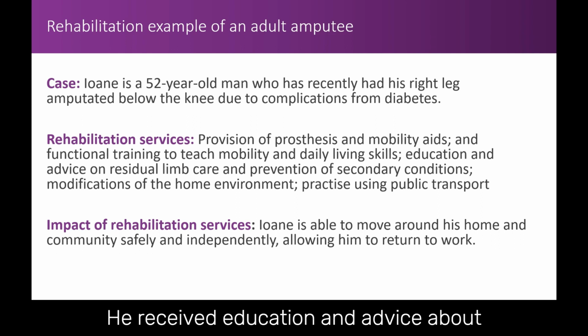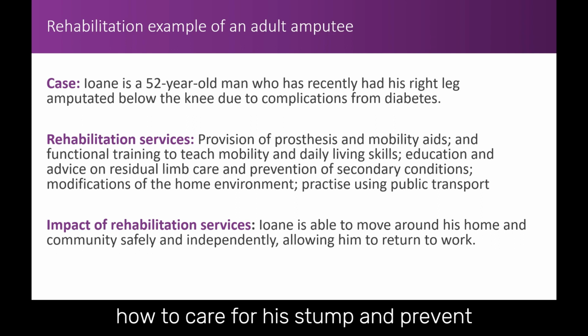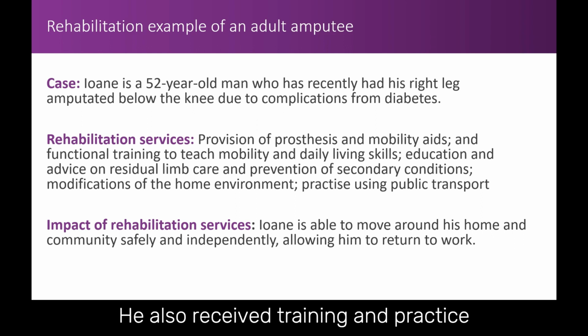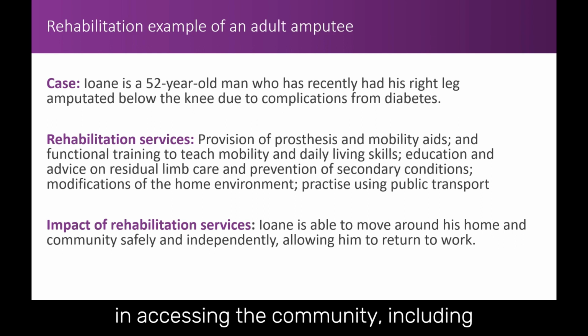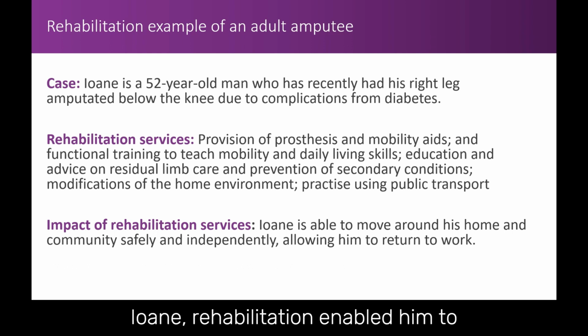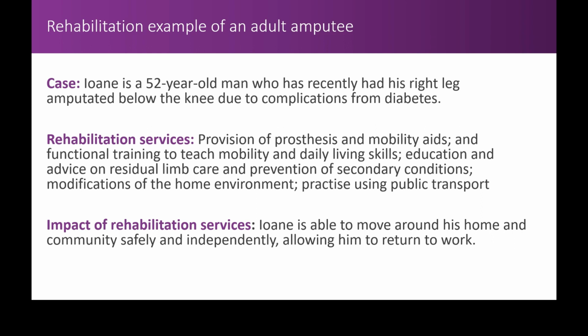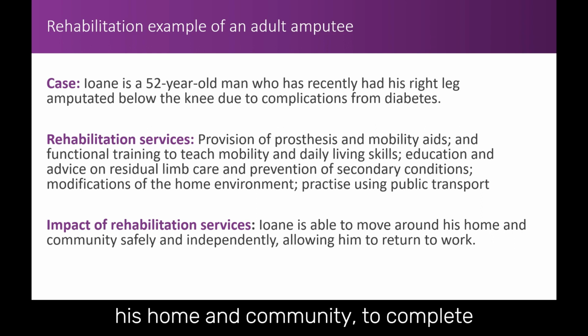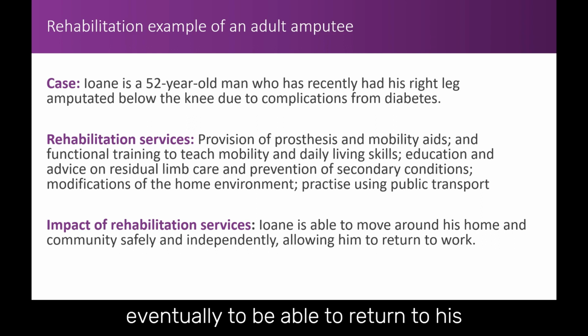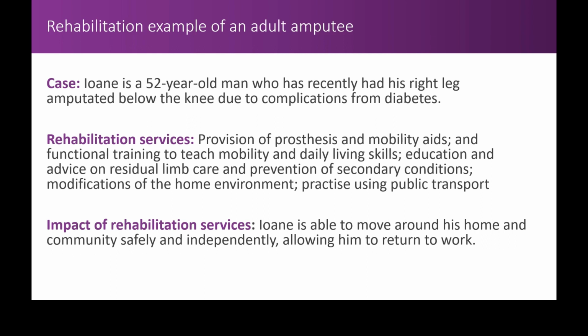He received education and advice about how to care for his stump and prevent the development of secondary conditions. He also received training and practice in accessing the community, including the use of public transport. For Ioane, rehabilitation enabled him to regain his independence to move around his home and community, to complete self-care tasks for himself, and eventually to be able to return to his job.